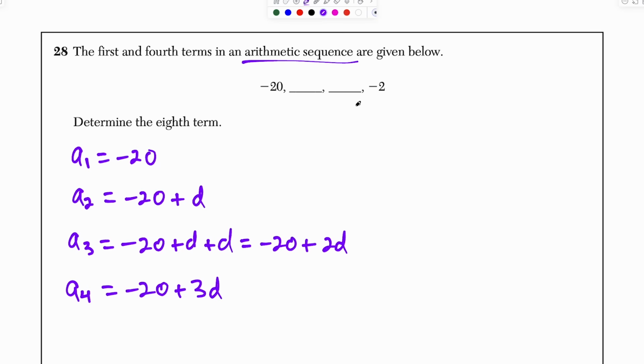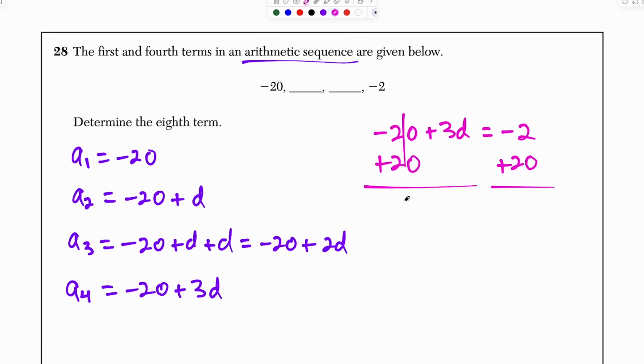But we know the fourth term is negative 2. So we could say that negative 20 plus 3d is equal to negative 2, and we could solve for the common difference. So now we just go plus 20 on both sides. From here, negative 20 plus 20 cancels. 3d equals, we have negative 2 plus 20 is 18. Now we divide both sides by 3, and this tells us the common difference is equal to 6.